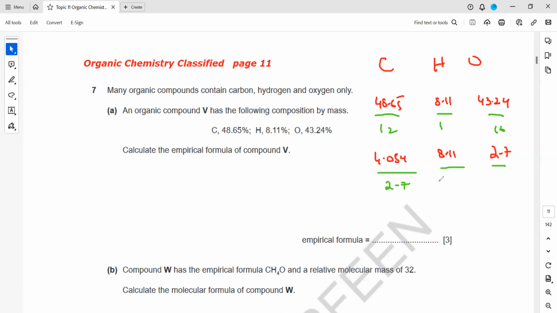But write the 3 decimal places when you are finding an empirical formula. So this was 1.5, this was 3, and this was 1. So we multiply all of them by 2. So we get C3, H6, and O2.